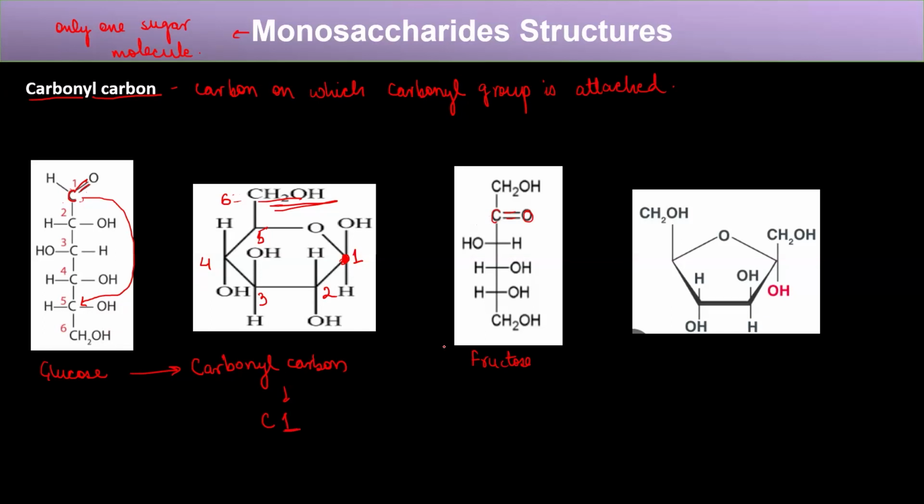Now, what about fructose? In the case of fructose, this is your open chain structure. So this is 1, this is 2, this is 3, 4, 5, and 6. Now, here this CO again attacks the fifth carbon, right? And forms the ring structure. But in this case, the numbering will start from here, because it has CH2OH first. This is 1, 2, 3, 4, 5, and 6, right? So in this case, which is the carbonyl carbon? This one, or carbon second.